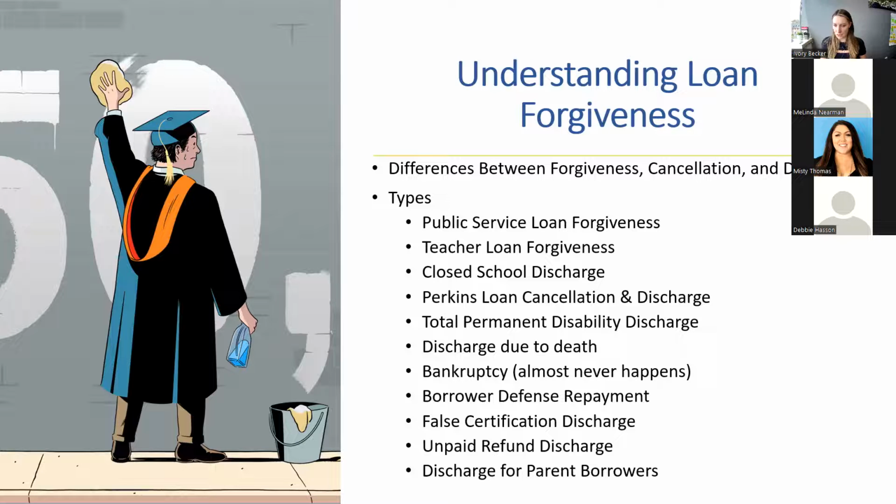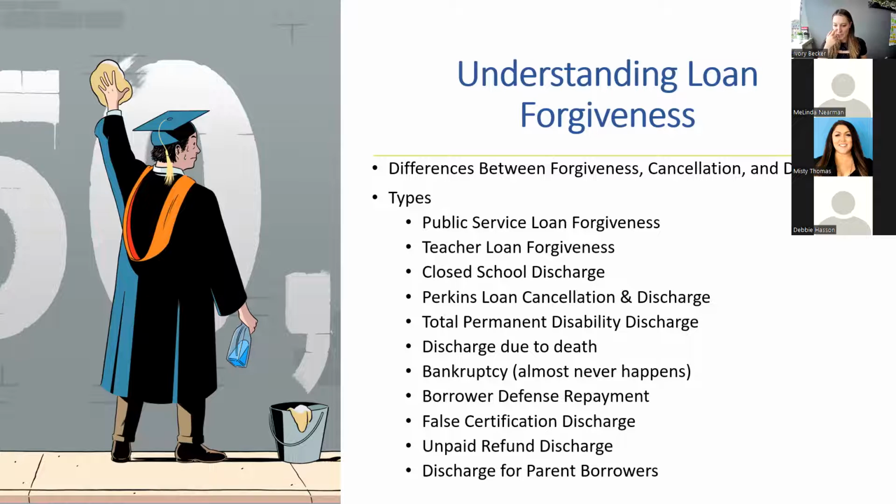Another instance can be if you withdraw from the school and the school was the one funding your loan. They got the money from the government to pay for your classes, and they failed to return that money to the government. You are not on the hook for that. Again, it's something you have to apply for, but you are not on the hook in that situation.